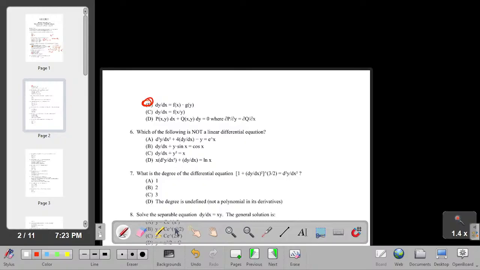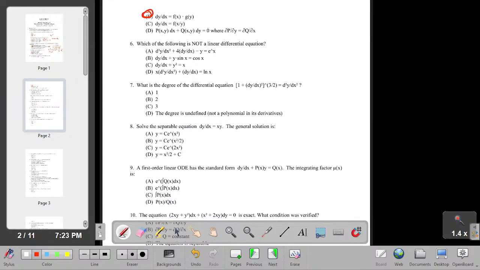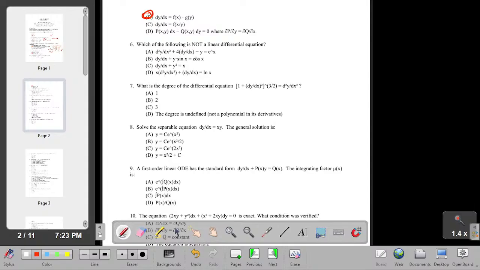Take note. Let's go to number 6. Which of the following is not a linear differential equation? Please pay attention to this part of our work, it's so important. A: d squared y over dx squared plus 4 multiplying this is equal to this. Number 2: dy over dx plus y sine x equals cos x. Number 3: dy over dx plus y squared is equal to x. Then D is x multiplying d squared y over dx squared plus dy over dx is equal to ln x.